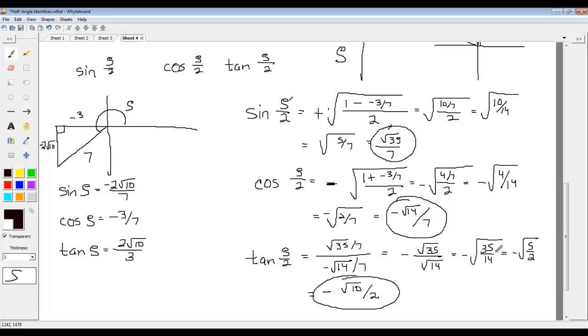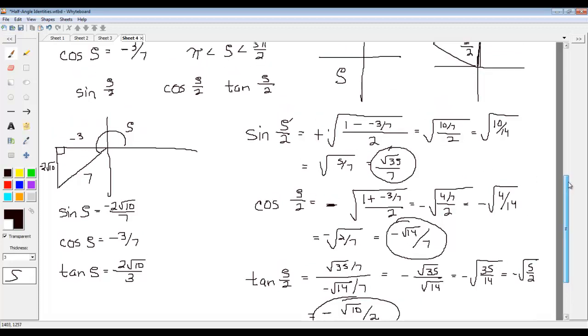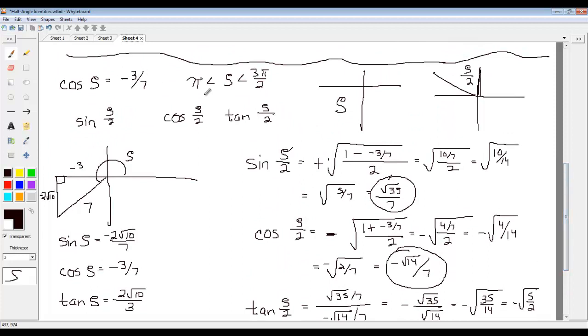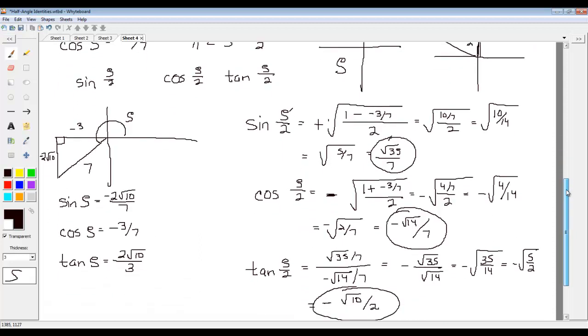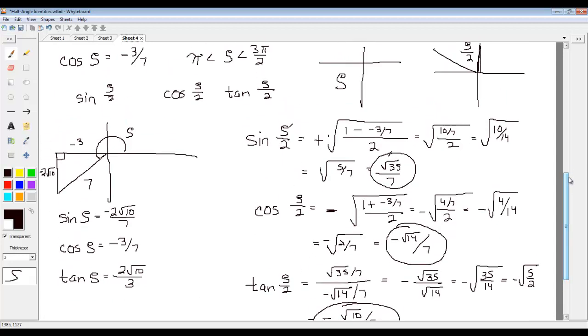And there we go. So we were just able to look at just a few pieces of data, very little data. The cosine, and then the quadrant for s. And from those two pieces of data, we were able to figure out the sine of the half angle, the cosine of the half angle, and the tan of the half angle. And there you go. So that's the half angle identities.